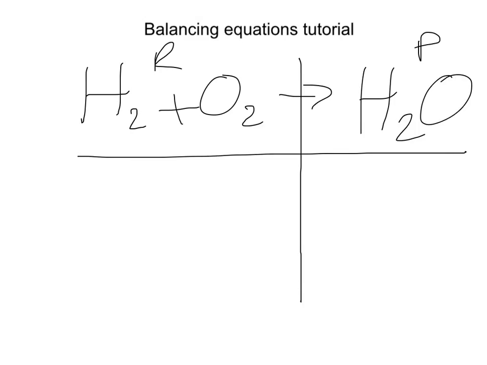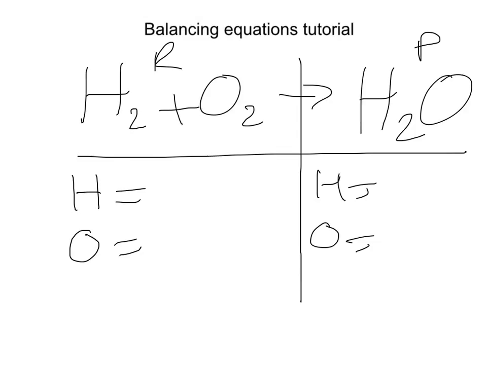Our next step is to actually start to count the number of atoms that are on each side of the line. So the way that I always expect you to set it out, write the letter of the atom. So we've got H for hydrogen and we've got an O for oxygen. And all that we're doing on both sides of the arrow is counting to see how many atoms there are on each side.